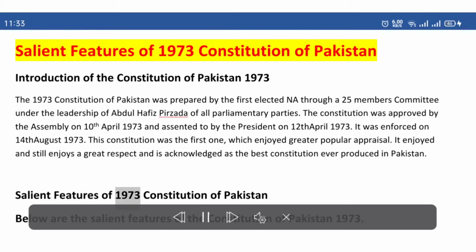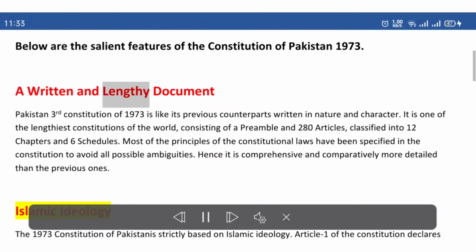Salient features of the 1973 Constitution of Pakistan. Below are the salient features of the Constitution of Pakistan 1973. A written and lengthy document.